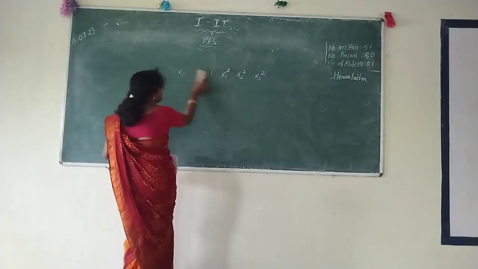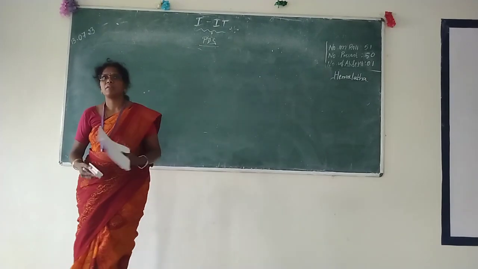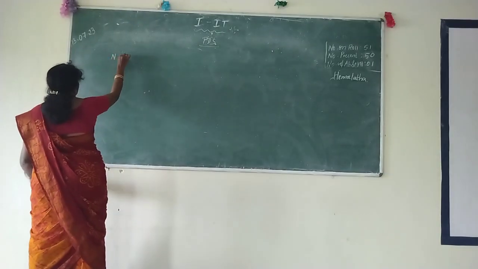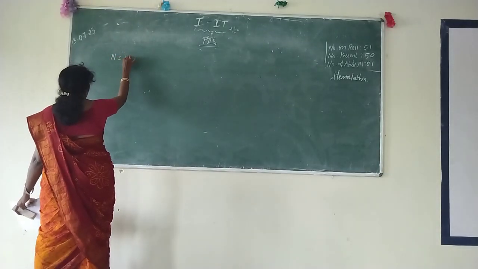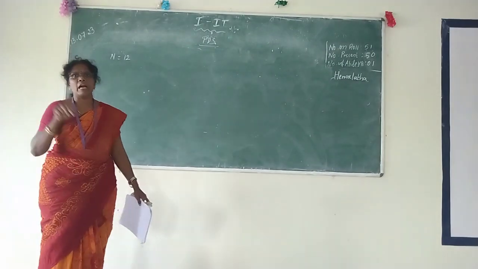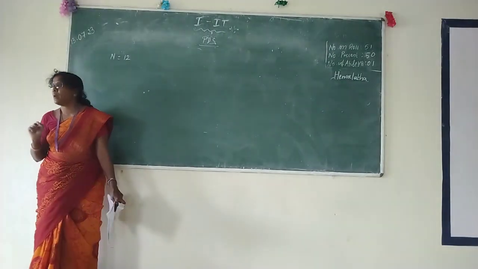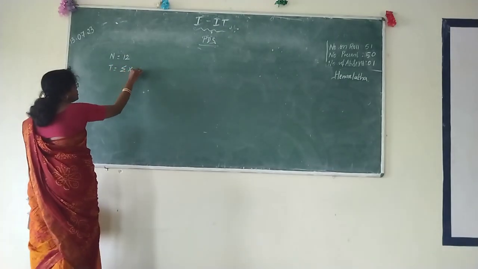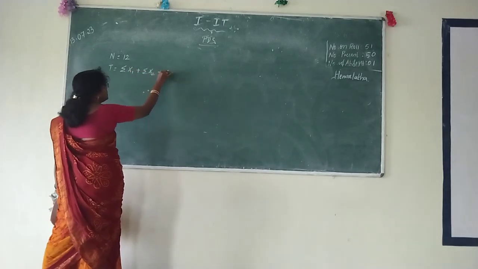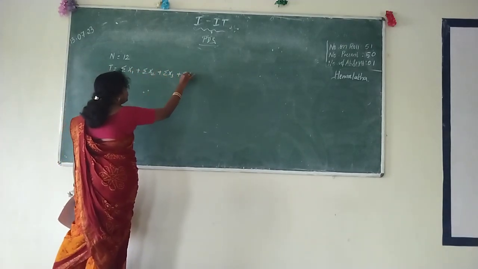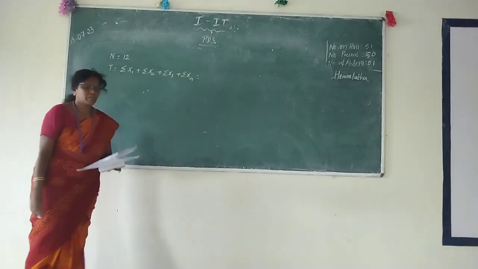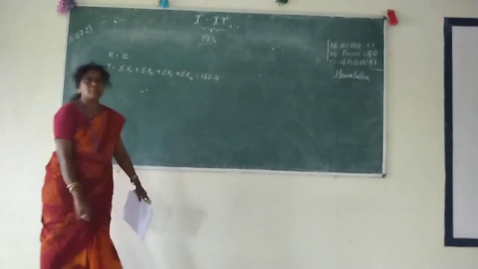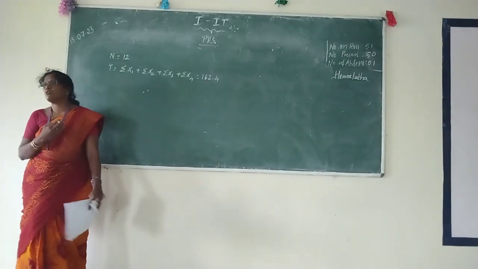What is step 1? Find N. How many values are given? 12. Count how many values in total they have given. N equal to 12. Next, T, the total of all observations: summation of x1, x2, x3, x4. Total 4 columns are there. T is 162.4. Are others able to understand now? Whatever number of columns there are, you have to add the totals of those columns.